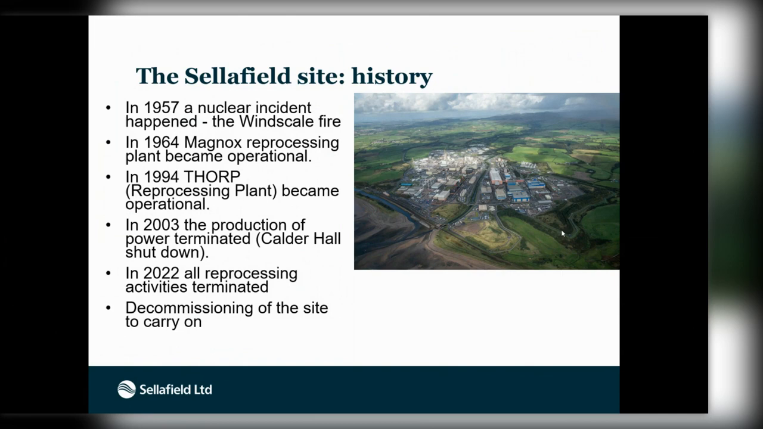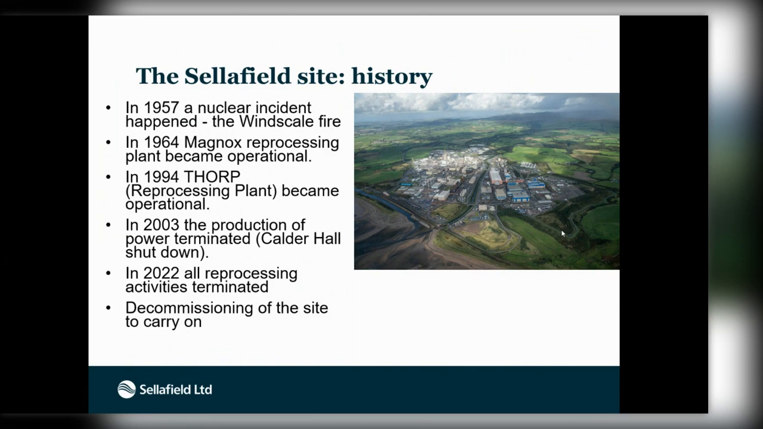In 1964, one of the major nuclear facilities was built on this site, Magnox. Magnox was a reprocessing plant. What is reprocessing? Basically, we can extract plutonium and uranium from nuclear waste. And this is what Magnox was doing, extracting plutonium and uranium from waste, and that material was used again for the production of the nuclear bomb. In 1994, another reprocessing plant was built, but this was used mainly for commercial purposes. Nuclear waste from overseas came to the UK, and that generated some revenue for the UK.